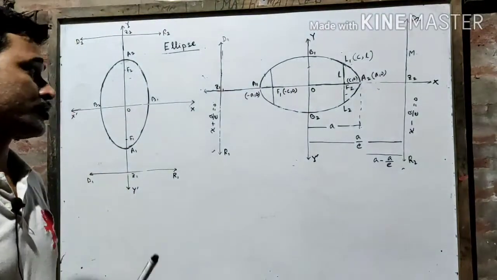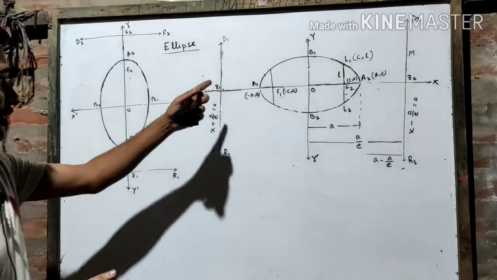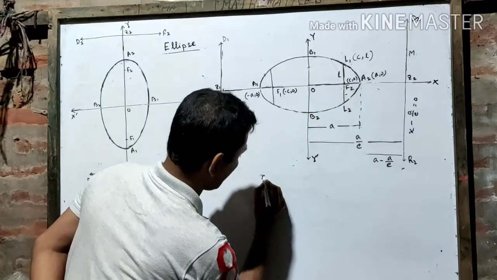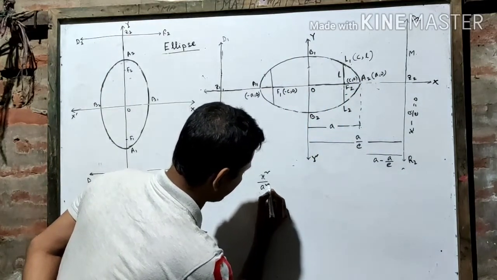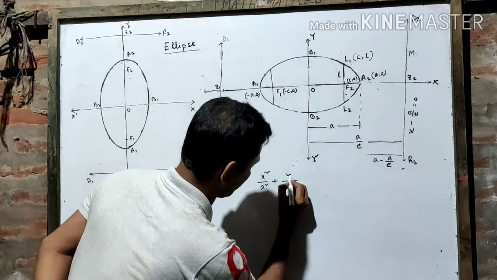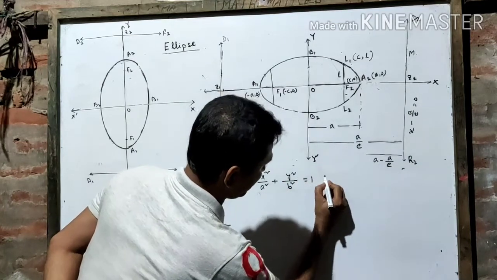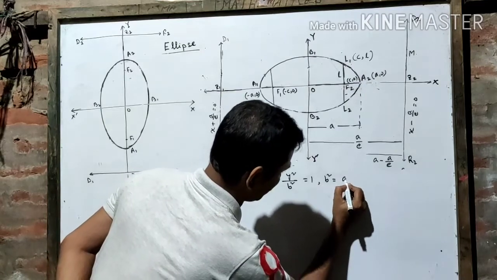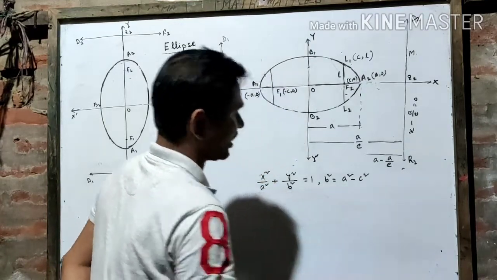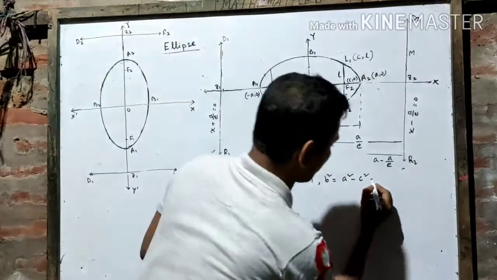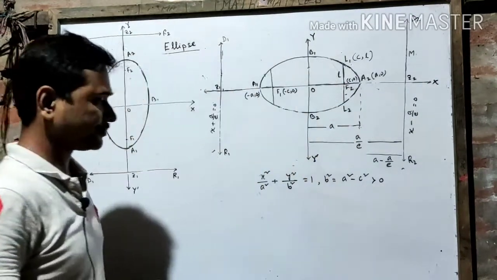So what will be its equation? Okay, let's study this ellipse whose major axis is x axis. What is its equation? Its equation is x square by a square plus y square by b square is equal to 1, where b square is equal to a square minus c square, which is a positive quantity. B square must be a positive quantity.